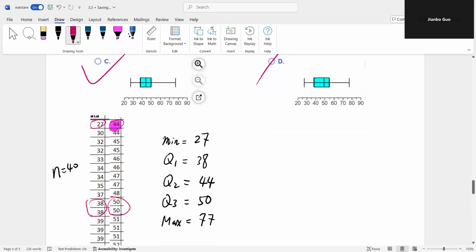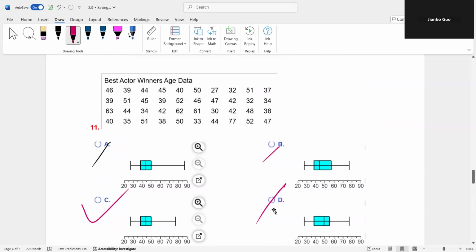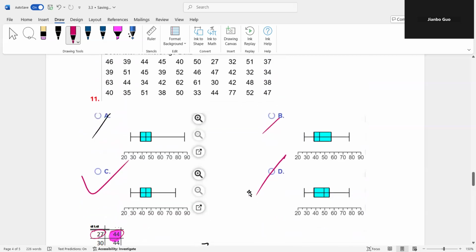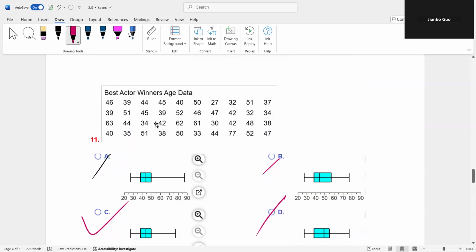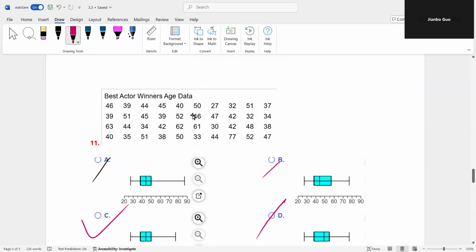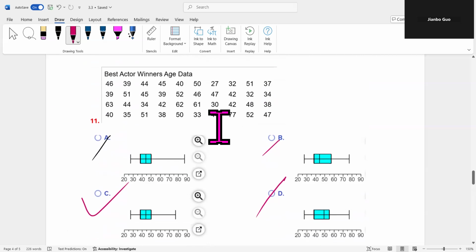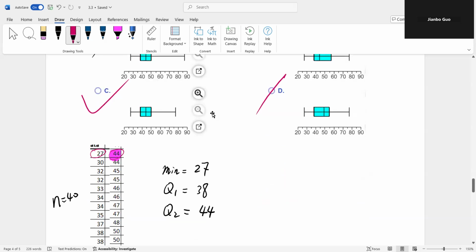Minimum around 27. Q sub 1 is 38, a little bit less than 40. Q sub 2, the median, is 44. Q sub 3 is 50, and maximum 77. So that's how we construct a box plot for a given data set. Ideally, we want the data set to be given already sorted. In this case, we have to figure out a way to rearrange the order of the values, because that's very, very important. All right.